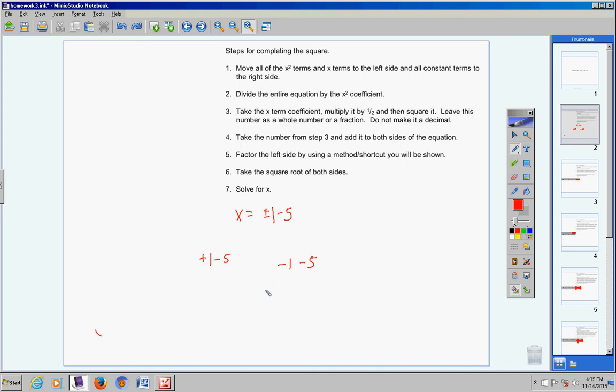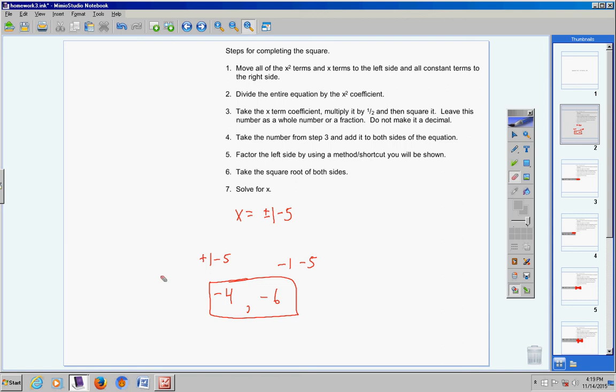So combine these two numbers and you get negative 4. Combine these two numbers, you get negative 6. And guess what? Those are your two answers. Are you saying, Mr. Earhart, that both of those numbers satisfy the equation? Most definitely.